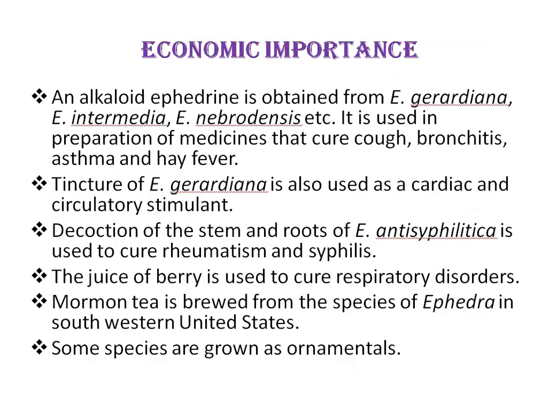Next is the economic importance of Ephedra. The alkaloid ephedrine is obtained from some species of Ephedra, and it is used in the preparation of medicines that cure cough, bronchitis, asthma and hay fever. Then tincture of Ephedra gerardiana is also used as a cardiac and circulatory stimulant. A decoction of the stem and root of some Ephedra species is used to cure rheumatism and syphilis. Juice of the berry is used to cure respiratory disorders. Then Mormon tea is brewed from species of Ephedra in the southwestern United States.